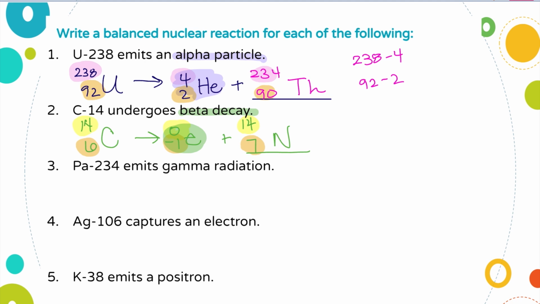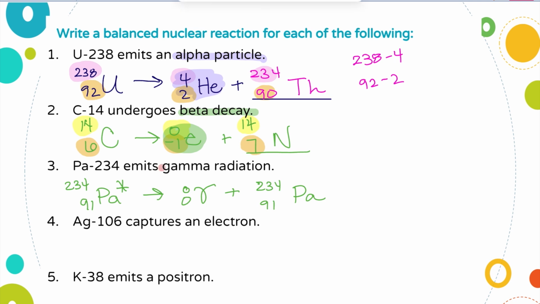Pa-234 emits gamma radiation. And so we're looking at Pa-234, I can go to my periodic table, and that's number 91. Emits gamma radiation. Well, a gamma ray is that gamma symbol with no mass and no protons. And so if I look at that, I'm going to need to have 234 and 91, which is Pa again. So how do we distinguish this? Well, we need to put that star. So we put gamma radiation. We need that star along with the gamma particle. That shows that this is high energy, and then it is losing that energy to become more stable.